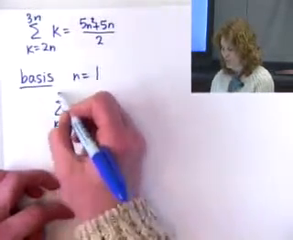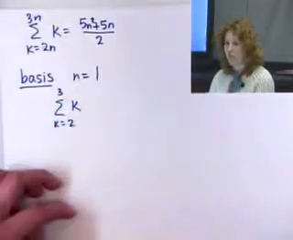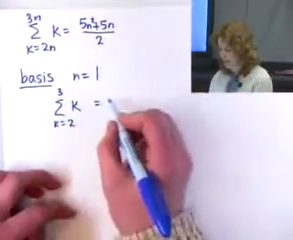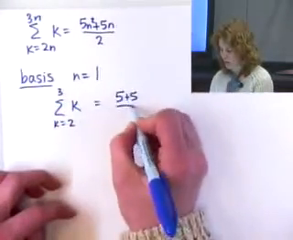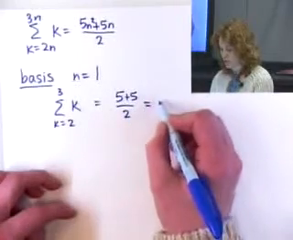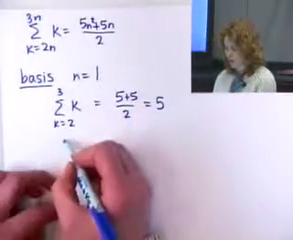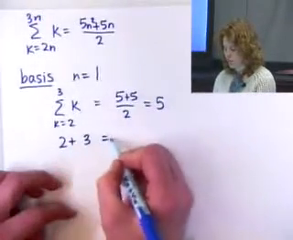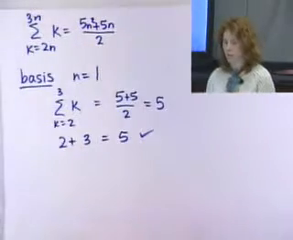So this one's the summation from k equals 2 up to 3 of k. If I plug in 1 for n, that equals 5 times 1 squared plus 5 over 2. I'm checking this to see if it's true. So that's equal to 5 on the right, and this left-hand side is 2 plus 3, and that's equal to 5. So I'm done with the basis.